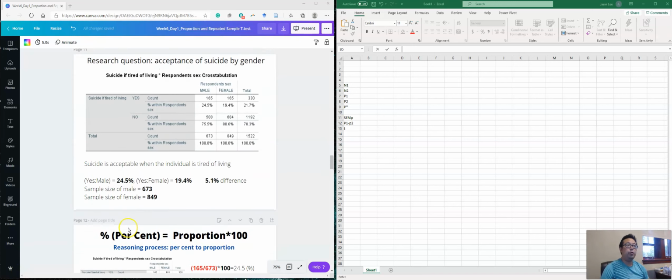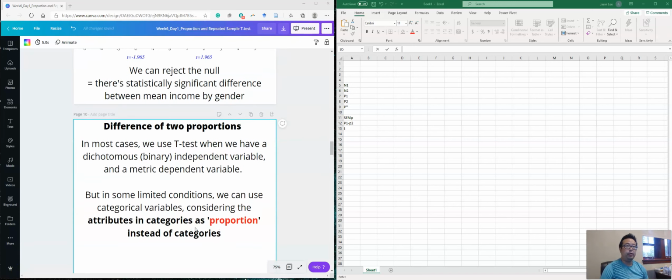All right, so this is very confusing, right? The difference of the two proportions. It means that you are checking whether the two groups have different proportions of a certain category. So we are using the categorical variable as a dependent variable and the dichotomous variable as the independent variable, because for the t-test we can just use two groups as an independent variable. So that's why we are covering this in case we have a categorical dependent variable.